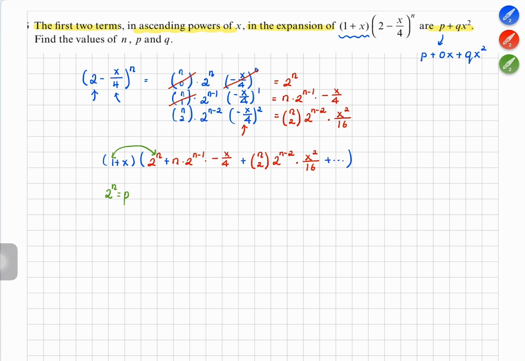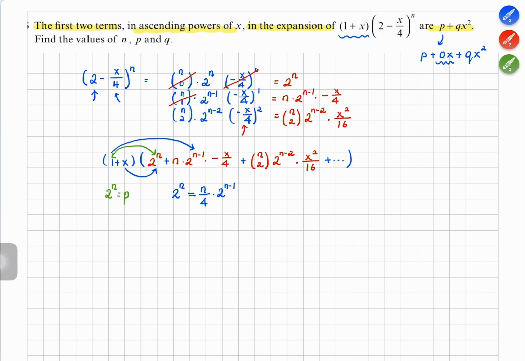Okay, let's go for the next combination. How do I get the coefficient of my x? So the 1 I need to multiply with this term, and then the x I need to multiply with 2 power of n. So let me just extract the coefficient. 2 power of n, and then negative n over 4, 2 power n minus 1. What is this equal to? It's equal to 0. So I'm just going to erase this. I bring it, I balance it, I put the equal here. Okay, so far you okay?